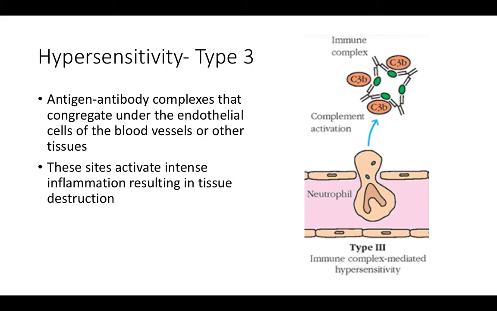In the third type of hypersensitivity, you get an antigen-antibody complex. So here's your antigen, here's your antibody, and those will congregate under the skin. Well, this picture is a little confusing because it has complement activation, but basically it can congregate underneath the endothelial cells of either blood vessels or other tissues throughout the body, and then those sites where they congregate will activate intense inflammation, and that can be really damaging to tissues.